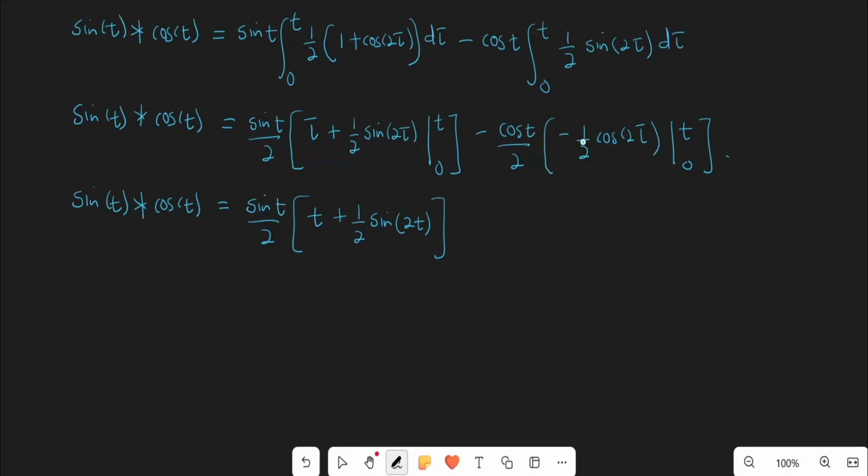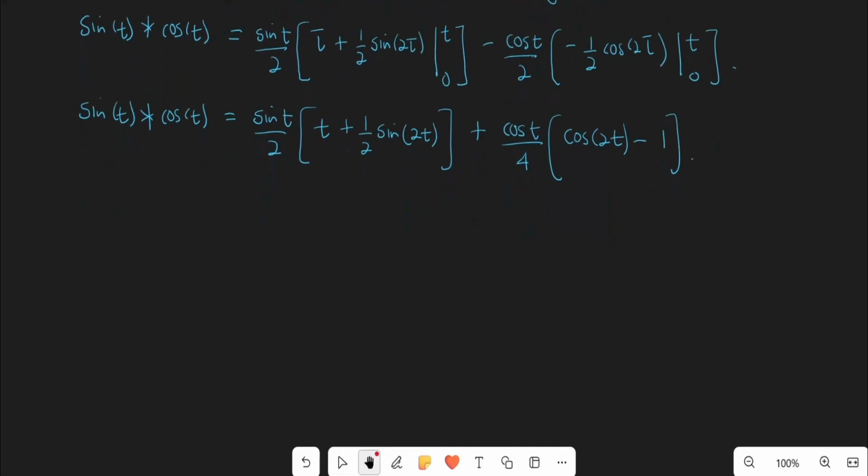This 1/2 here, if it comes out, is going to be positive, right? Negative 1/2 coming out, going to be positive cosine of t divided by 4, right? And then we are going to plug in the limits of integration. So the upper limit is going to be cosine of 2 times tau is now going to be cosine of 2t minus, if you plug in 0 there, cosine of 0 is 1, like this. So everything is now in terms of t. That is what we want.